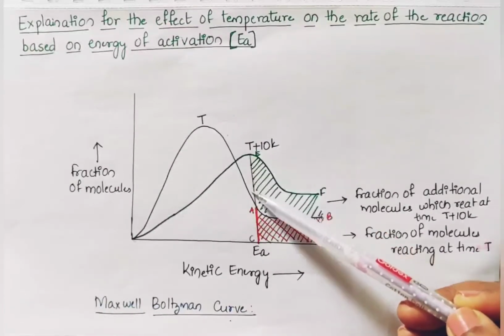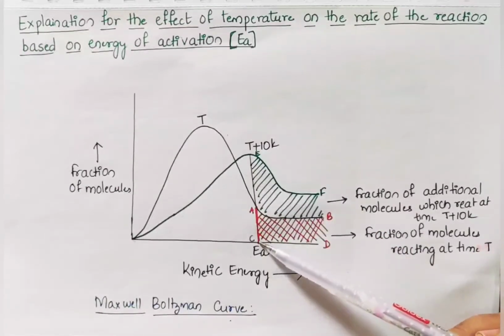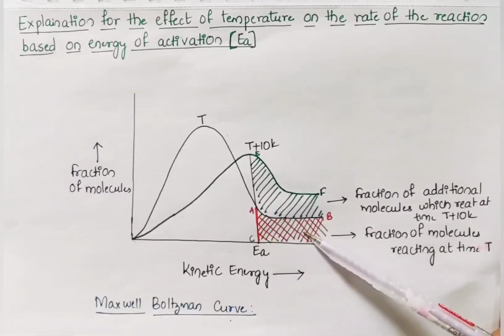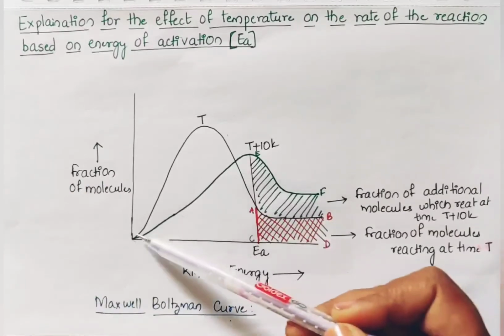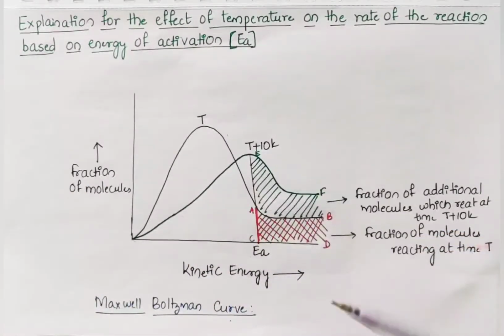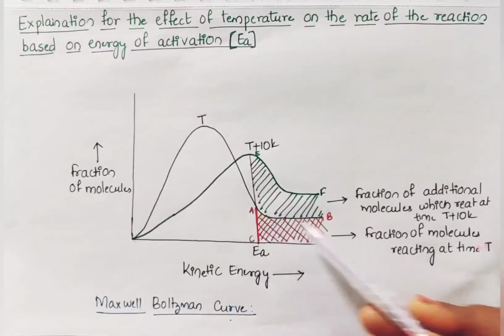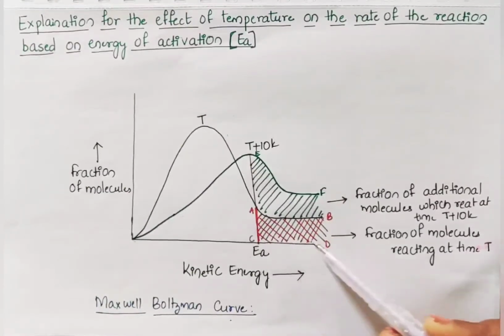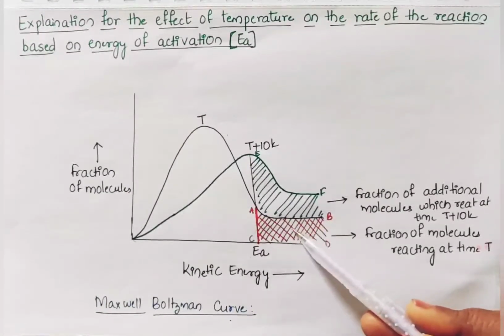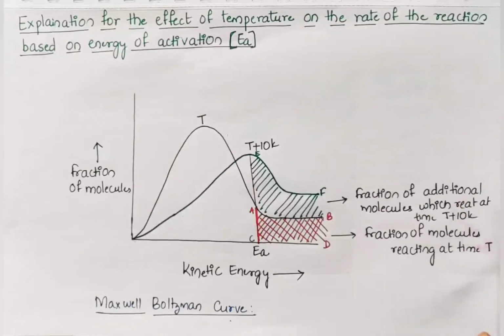So this red line is the energy of activation, that is, the amount of energy that is required to bring about the effective collisions to form the product. So only those molecules which have energy equal to this energy of activation or more than that will give the products. So for this black curve, only this red fraction of molecules that I have drawn, the area A, B, C and D, will be reacting to give the products at temperature T.